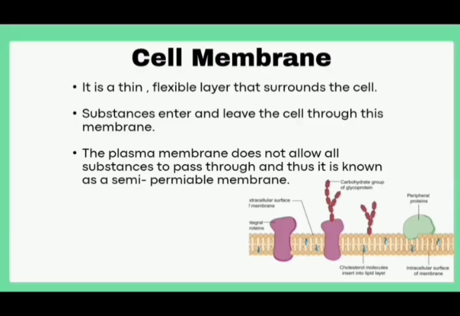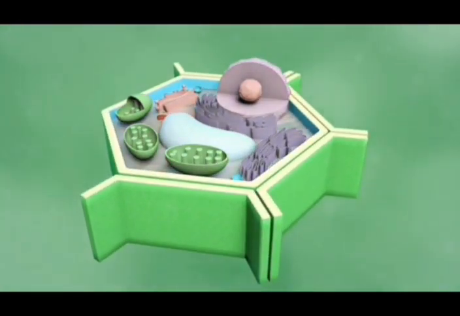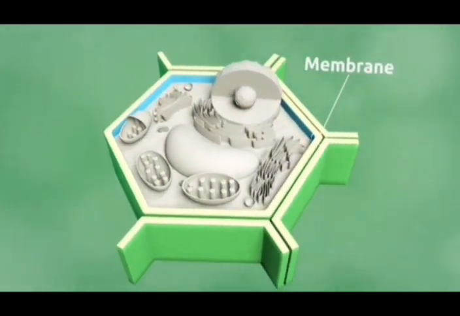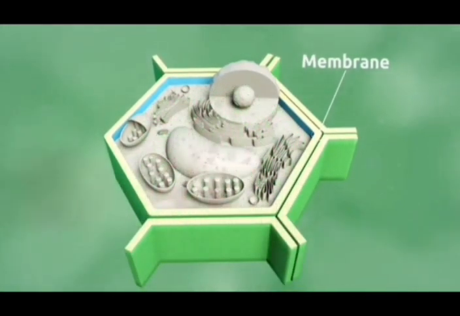Just inside the cell wall lies the cell membrane. It is a thin, flexible layer that controls the movement of substances in and out of the cell. It works like a security gate, allowing essential materials to enter and waste materials to leave the cell. Thus, the plasma membrane is known as a semi-permeable membrane.